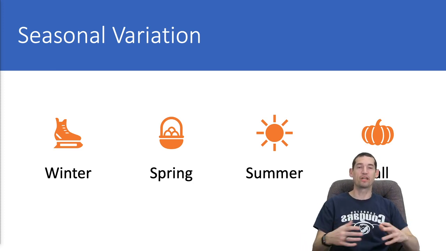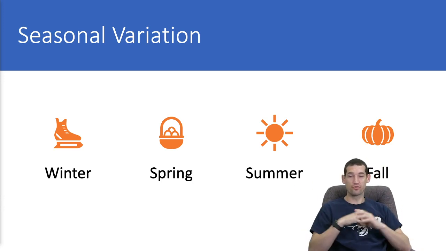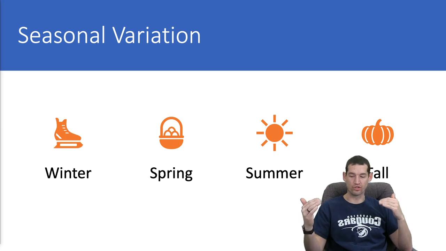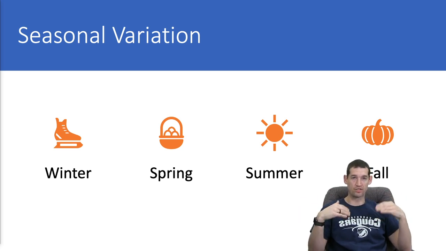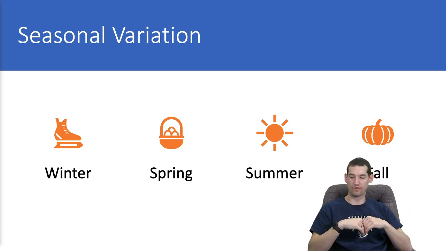All right, now we're going to look at seasonal variation and how it affects aquatic ecosystems. So these are the 4 seasons, and in your notes, these are the orders that you should fill in that first box where it says seasonal variation. Starting at the top, you've got winter, and then spring, and then summer, and then fall.